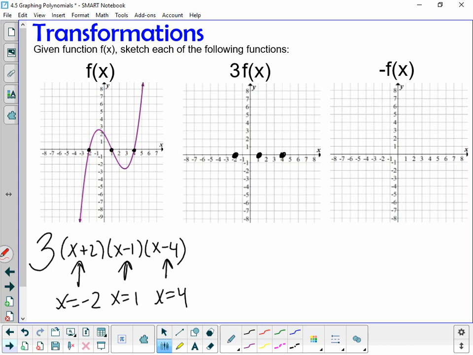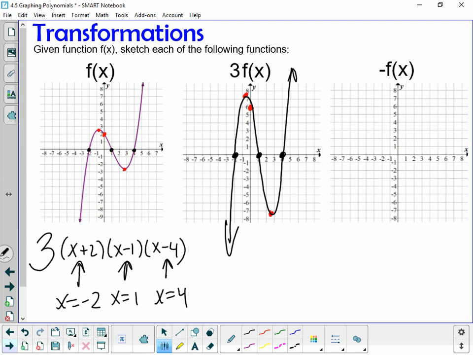What happens is that maximum is going to be 3 times as high. It's going to be way up here now. The intercept in the y direction is going to be 3 times as high. It's going to be at 6 now. And this minimum is going to be 3 times as low. It's going to be way down here now about. Again, I'm just thinking about what would be 3 times as high or 3 times as low. So here's our function that's 3 f of x.